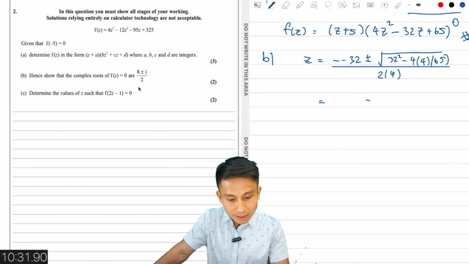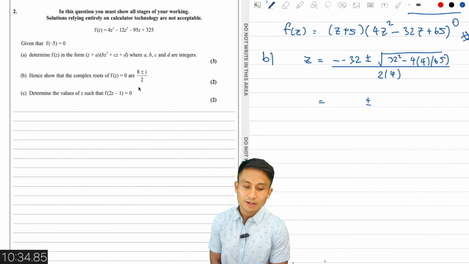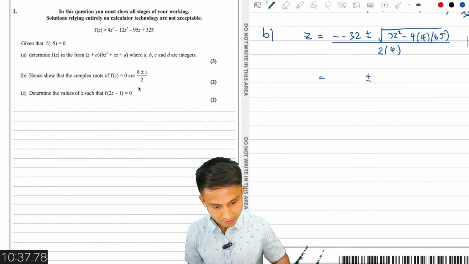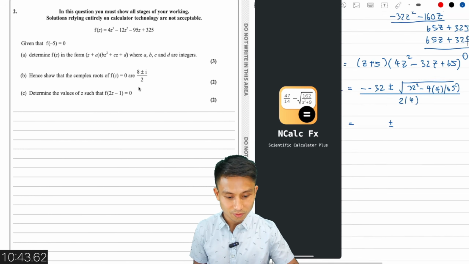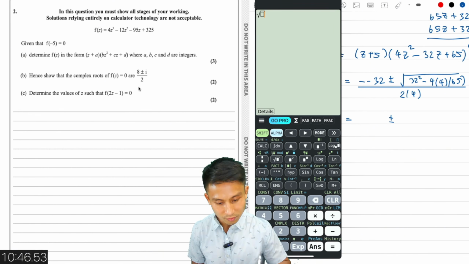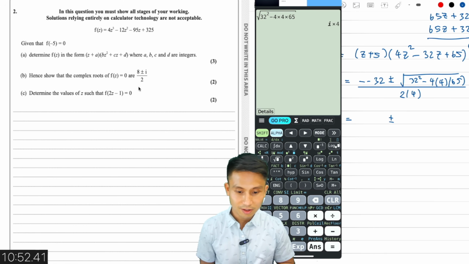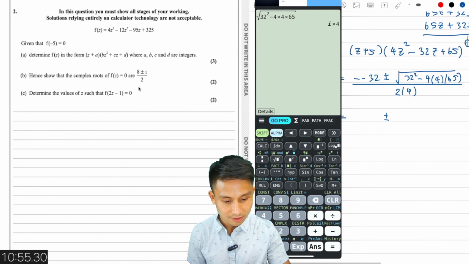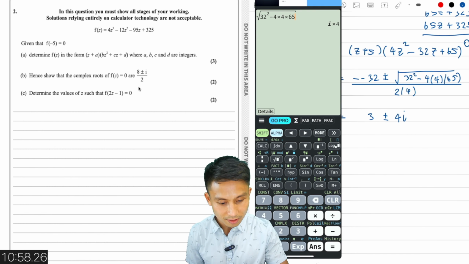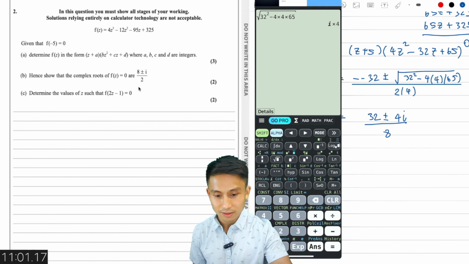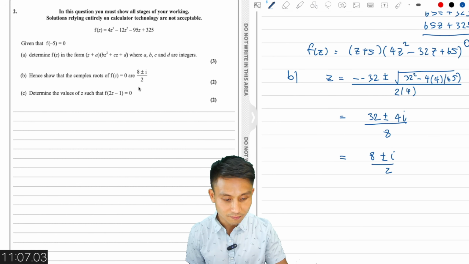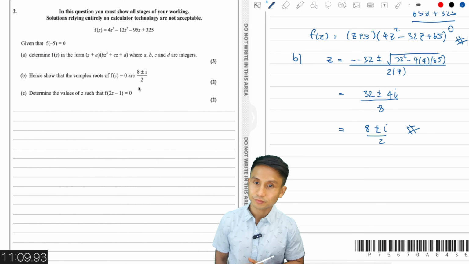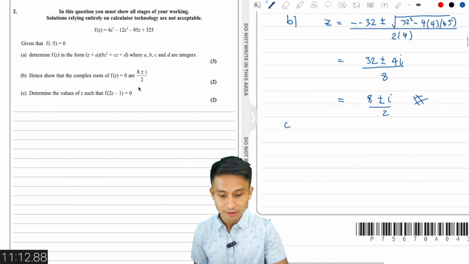So in the square root, what do we get? 32 squared. I need a calculator there maybe. Okay, let me pull out my calculator here. Okay, just wait a bit. So square root of 32 squared minus 4 times 65. Okay, so that would be 4i, so this is 4i and 32 here and divided by 8 here. Yeah, and if you cancel that by 4 in every term, you get 8 here plus or minus i here, divided by 2 here. Okay, yeah. That's the complex roots there.